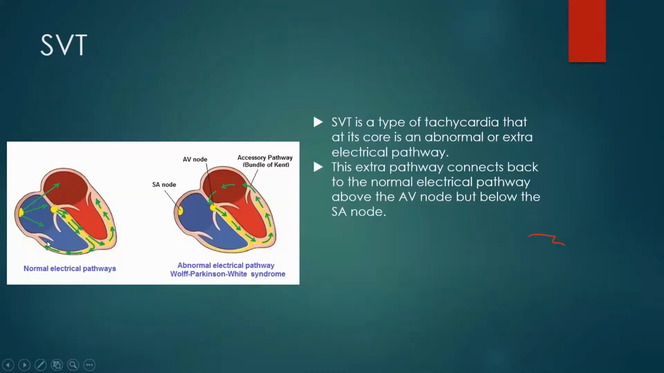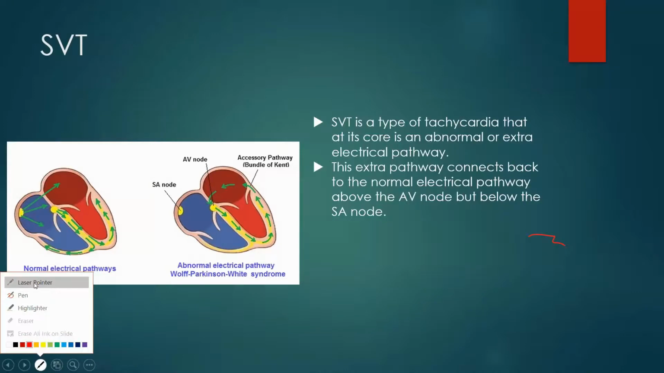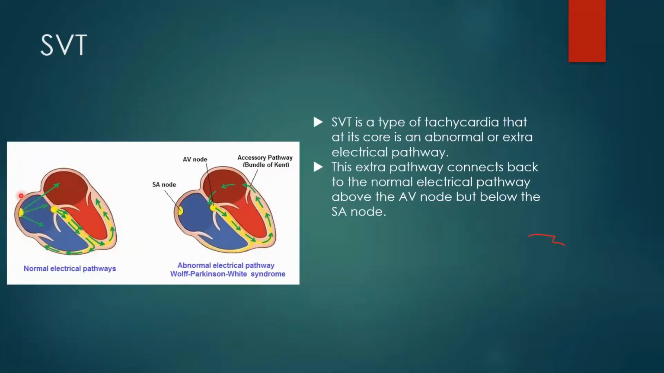You see on the left here, you'll have a normal electrical pathway. It comes down the SA node, AV node, down your bundle of His, Purkinje fibers, everything goes off. With SVT, you get this accessory pathway that can come off. It can be here off the Purkinje fibers. It can also be right in here, just below the AV node, where it can pop back around and come back into the AV node. It's also called the bundle of Kent.